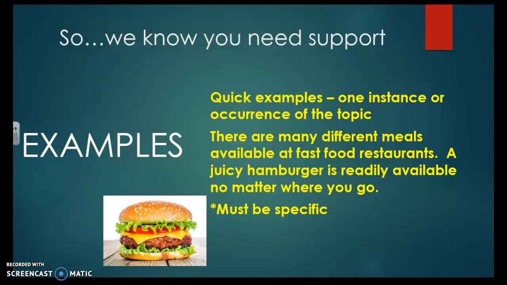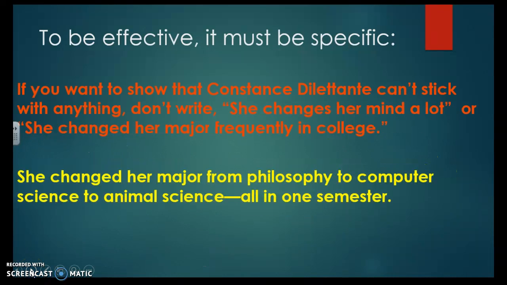The first one is called quick examples. It's when you give a specific instance or occurrence of the actual topic. So for example, if you want to talk about how there are many different meals available at a fast food restaurant, don't just leave it at that. Go on to say a juicy hamburger is readily available no matter where you go. That's a specific detail, or a quick example. To be effective, it has to be specific.